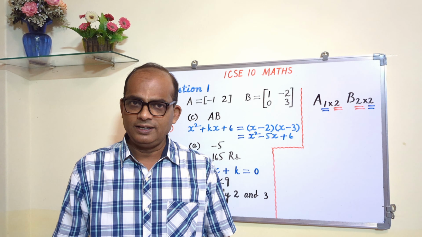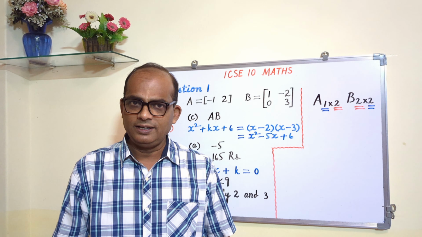Let's see what could be the value of k. This is given: x square plus kx plus 6 is equal to x minus 2 into x minus 3. We are multiplying, and this multiplication we have seen in ICSE class 9. So x square, then minus 3x, and minus 2x means minus 5x, and then plus 6. So we are getting x square minus 5x plus 6. I hope you know how to multiply it. Now this is equal to this.